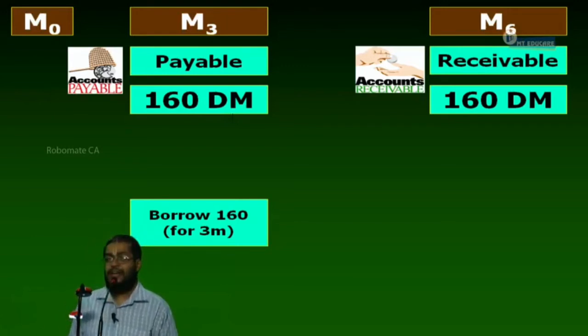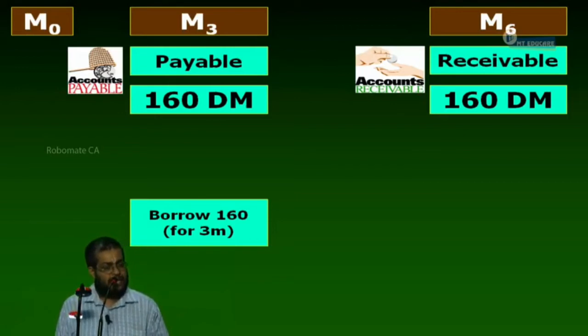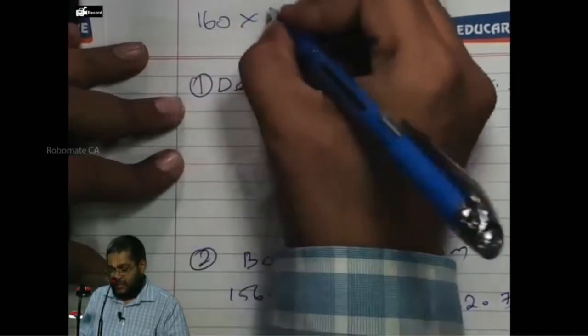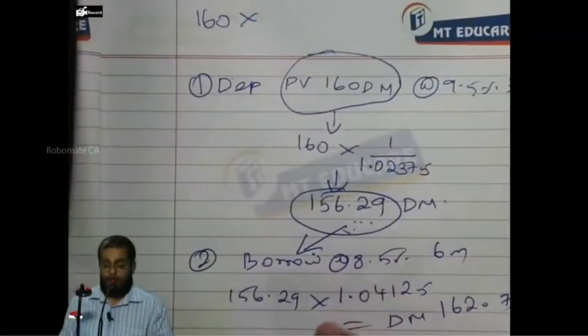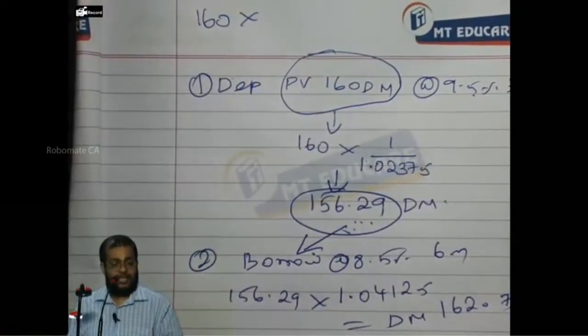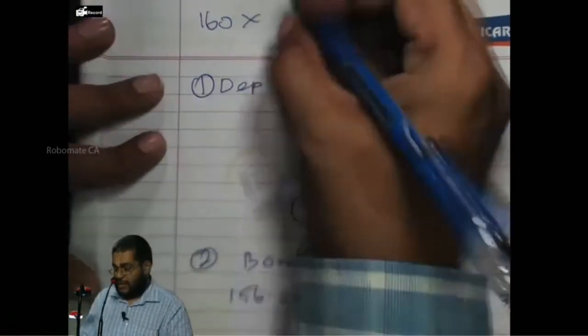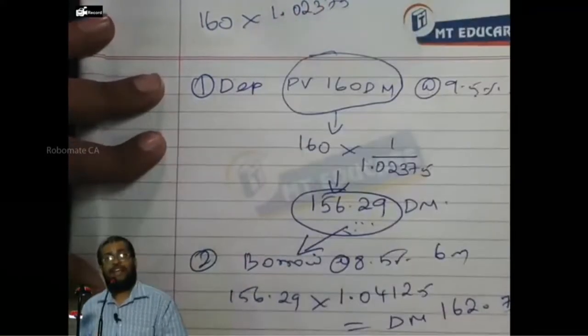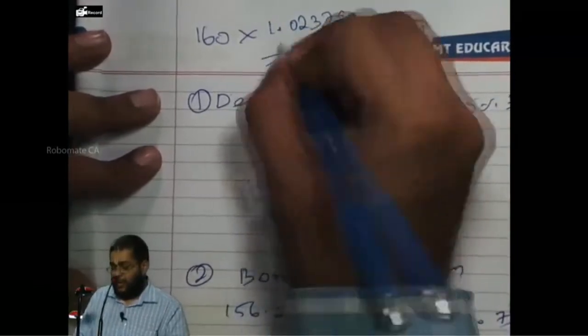Now tell me, I borrow 160 thousand for 3 months at what percent interest rate? 9.5%. There is a 3 months interest rate, yes or no? Now, you should compound the interest or not? Now, please tell me the calculation. 160 into 9.5%, which is for 1 year. What is it for 3 months here? 2.375. So 160 into 1.02375 is the compounding number. Respond, yes or no?